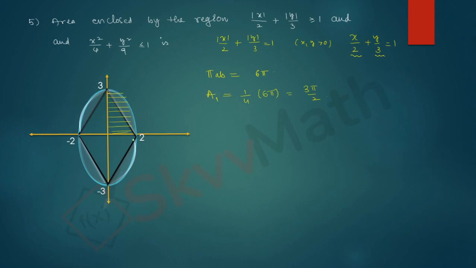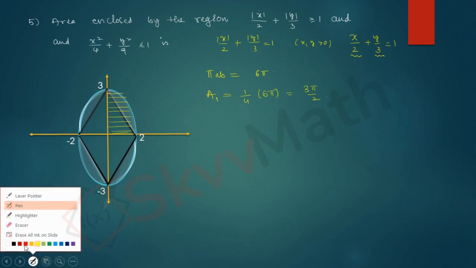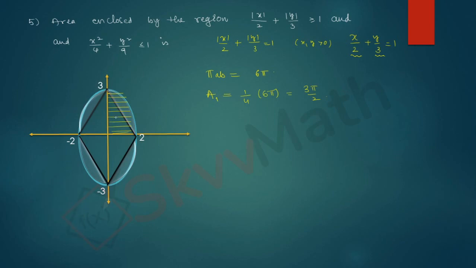Now next, I will find this area, which is below the line x by 2 plus y by 3 equals 1. This is the triangle, right? For this triangle, the base is 2 units and the height is 3 units. So that is area A2, which is equal to the area of the triangle, half into base into height. How much is it? 3 square units.